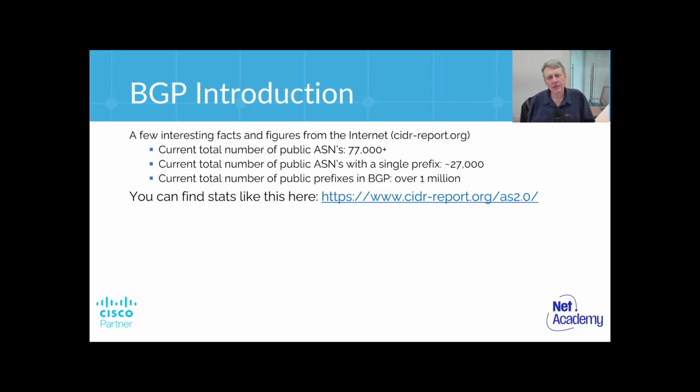The current total number of ASNs with just a single prefix is about 27,000. That means there's over 50,000 that have multiple prefixes, but 27,000 is still a lot that have single prefixes, right? And then the total size of the internet routing table is over 1 million routes, right? That's a huge routing table when we think about 100 routes or 1 million routes, right?